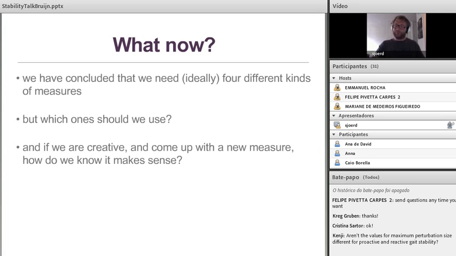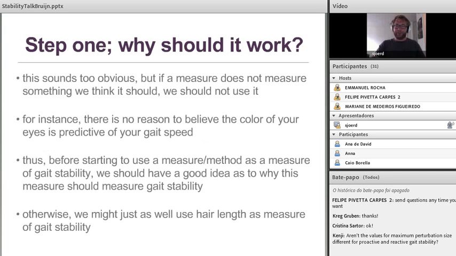And this part of the talk is actually not only applicable to gait stability, I think, but to many measures in general, not only in gait, in everything. Although it's more specific for gait. Okay. So if you're going to look at how can I test that my measure is actually doing what it's doing, then step one is, of course, why should your measure work? Why should your measure actually measure gait stability or reactive gait stability or steady-state gait stability? This sounds obvious, but if a measure doesn't measure something we think it should, then maybe you should not use it. And you see this happening. So it's good to think about, okay, what do I think this measure actually represents, and does this represent what I want to know?